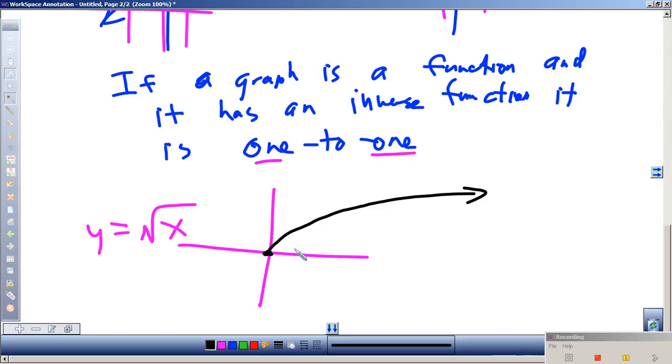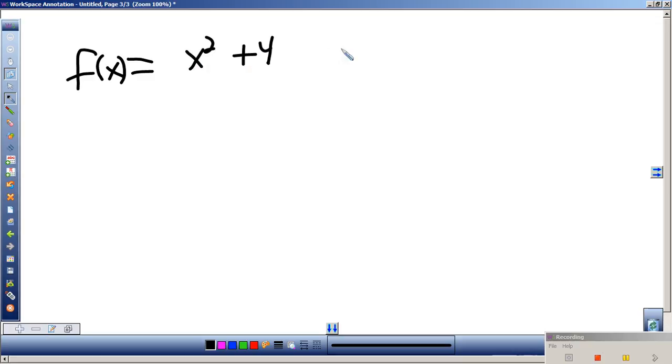Now, you're going to be asked to find the inverses. Let me give you a 4-step process. So start with something simple. F of x equals x squared plus 4, where x is greater than or equal to 0. What is this graph going to look like?